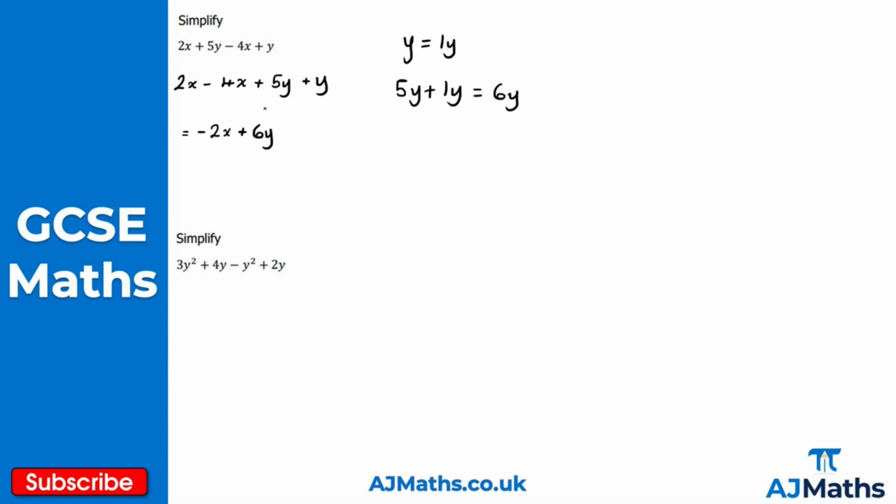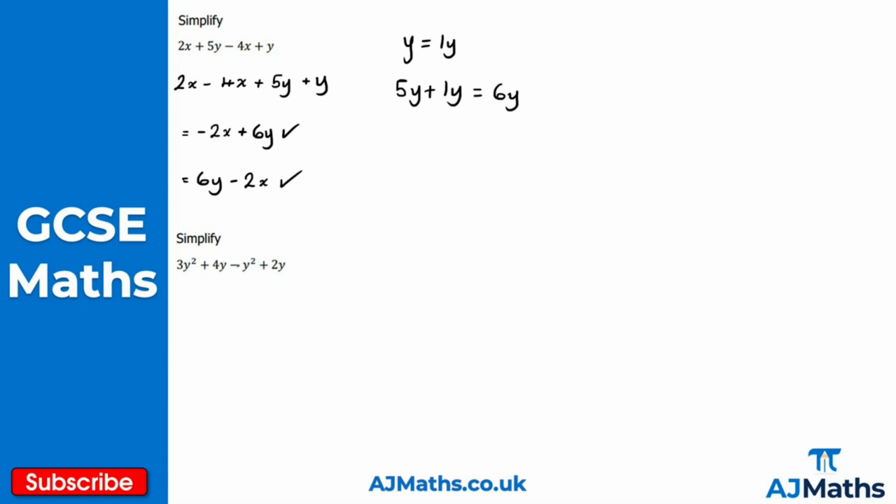If you prefer, you can write the positive term first, so we could write this as 6y minus 2x. Just changing the way we write those. That is absolutely fine. Both of these are correct, it's just a preference thing. Generally, we prefer to write the positive term first, but again, this doesn't matter at all. So either of those is absolutely fine.